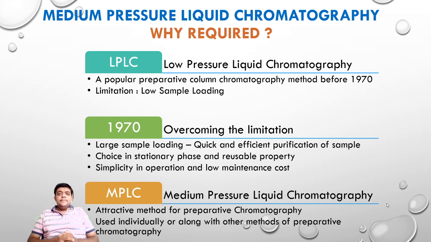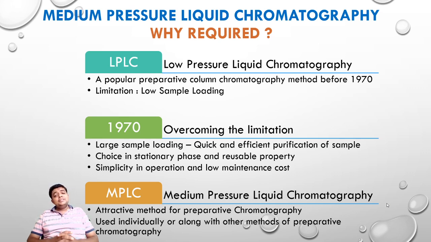Just after this slide, we will be discussing what preparative column chromatography is, along with its counterpart, that is analytical column chromatography. The limitation of LPLC is the low sample loading, that is, the quantity of sample that can be analyzed is quite low. But in 1970, the limitation was overcome in LPLC and large sample loading became possible, which resulted in quick and efficient purification of a sample.